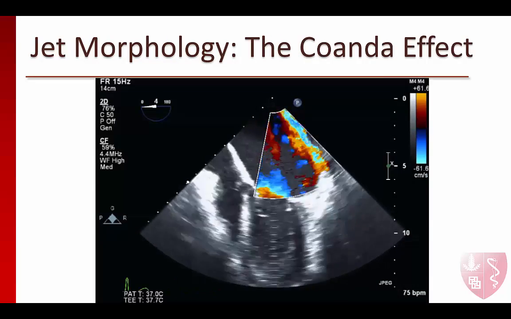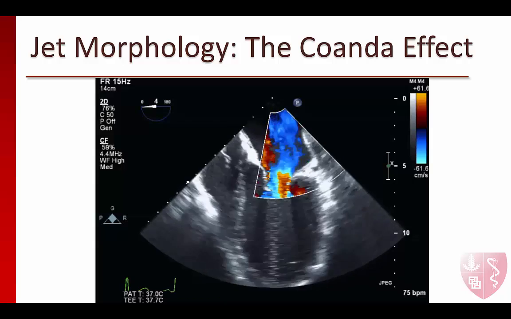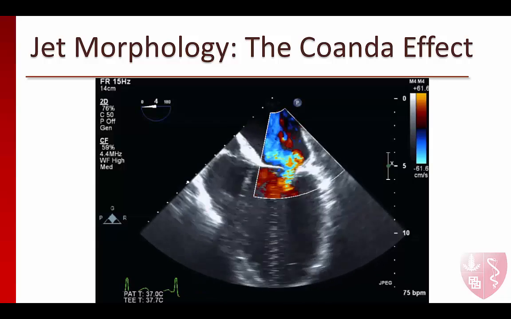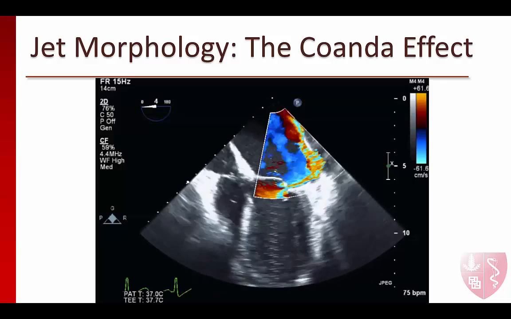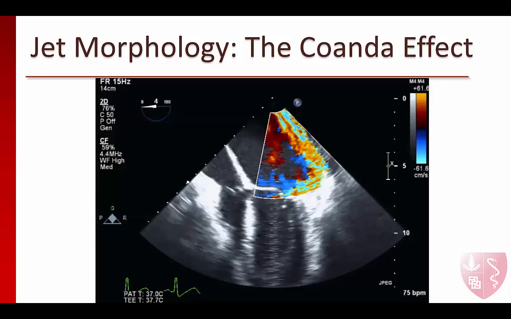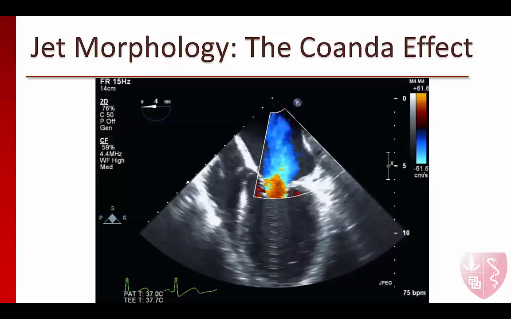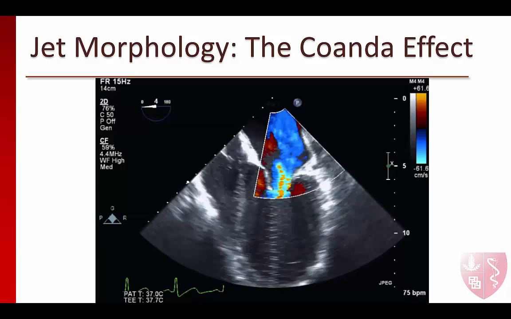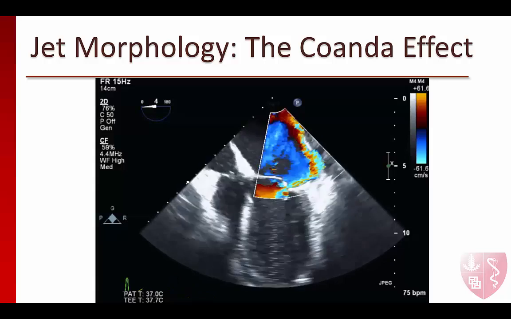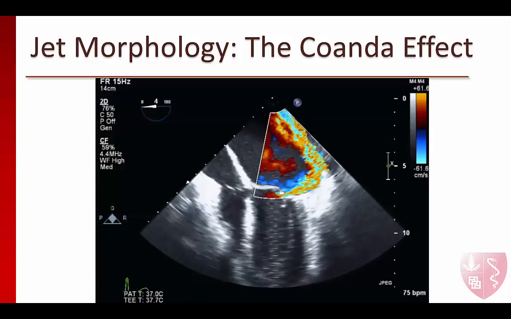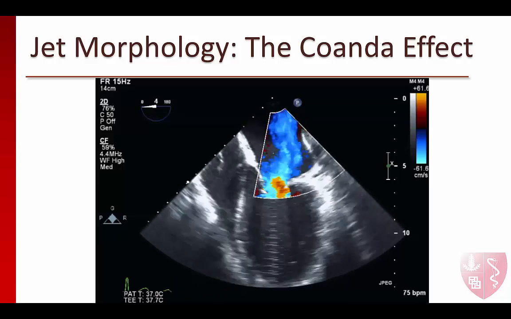The Coanda effect refers to a regurgitant jet that is directed towards the wall of the receiving chamber. A wall-hugging jet will appear smaller than it otherwise would if it were a central jet because the blood spreads out as it encounters the wall of the atrium. This should be taken into account when assessing the severity of the regurgitation, and common practice is to upgrade the severity of the MR by 1 degree if the Coanda effect is seen.